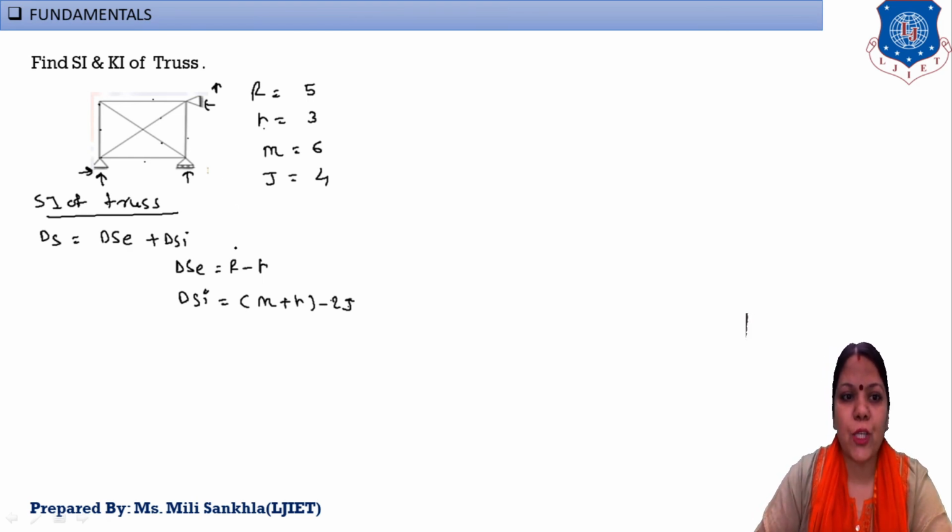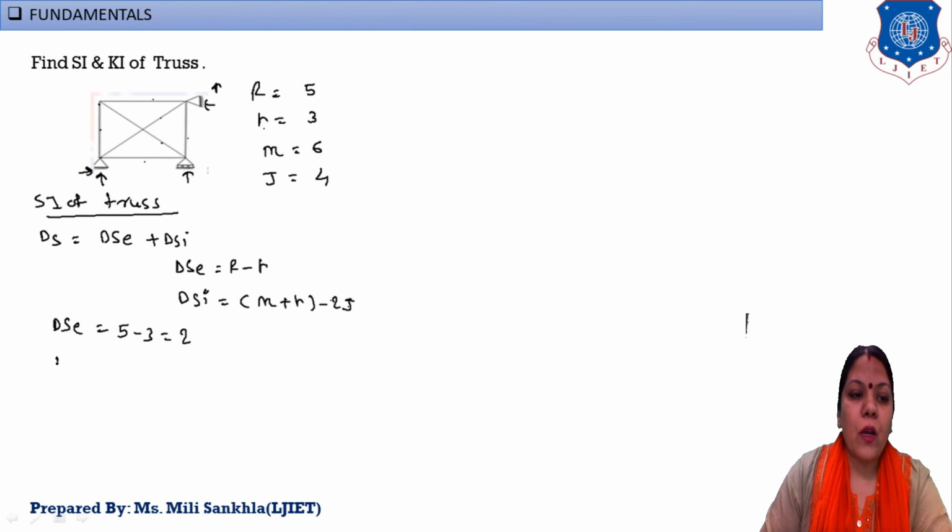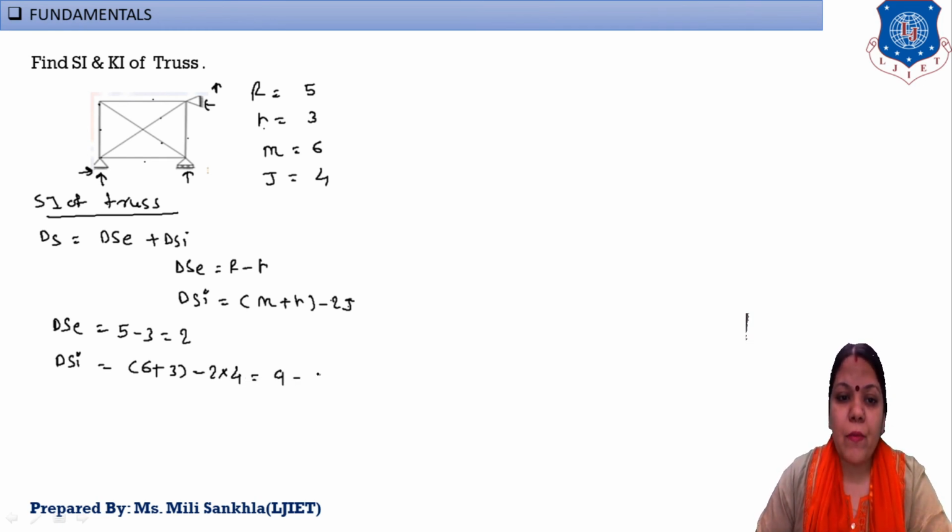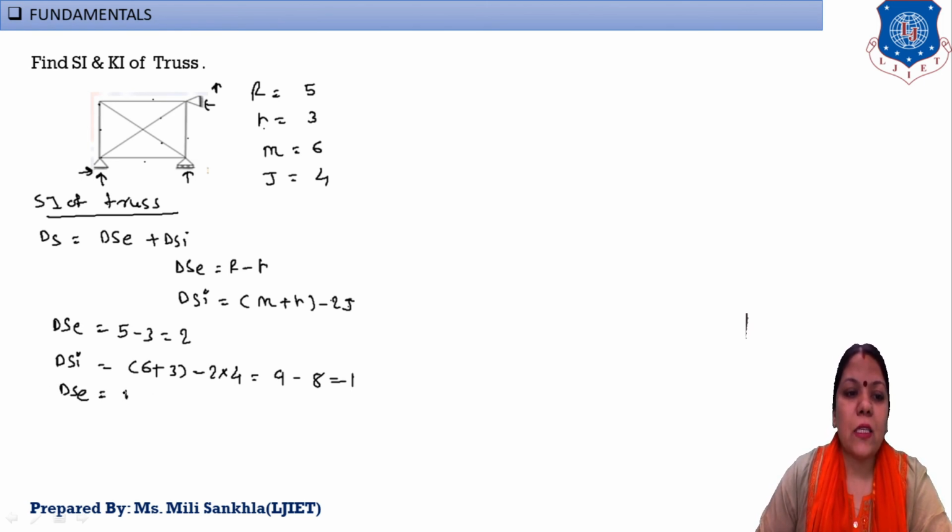Now one by one put the values here. First find DAC. Capital R is equal to 5, small r is equal to 3, so 5 minus 3 is equal to 2. Now DSI: member m is equal to 6, plus small r is equal to 3, minus 2 into our joints, which is given as 4. 6 plus 3, 9, minus 8 is equal to 1. Now DS is DAC plus DSI, which is 2 plus 1 is equal to 3.